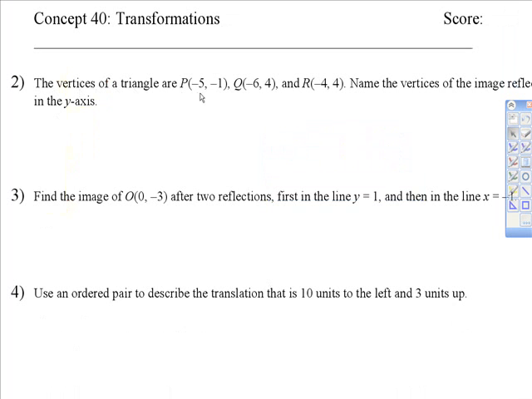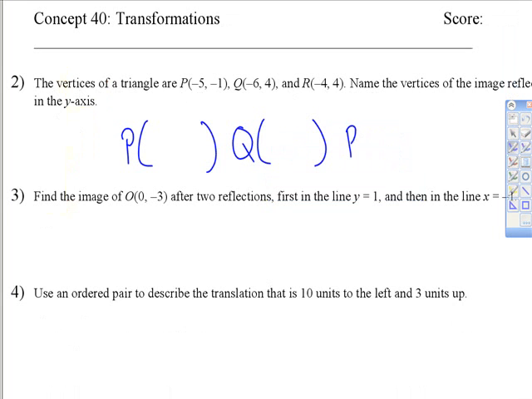This is transformations, 3 questions. The vertices of a triangle are P, Q, and R. Name the vertices of the image reflected in the y-axis. If we reflect in the y-axis, what coordinate is going to change and how? The x-coordinate is going to be opposite what it is, right? What's going to happen to the y-coordinate? It's just going to stay the same, because if we reflect in the y, we're staying the same height, and the y-coordinate tells us about the height. So if we keep all the y's the same and change the sign of all the x's, we'll have those points all reflected.